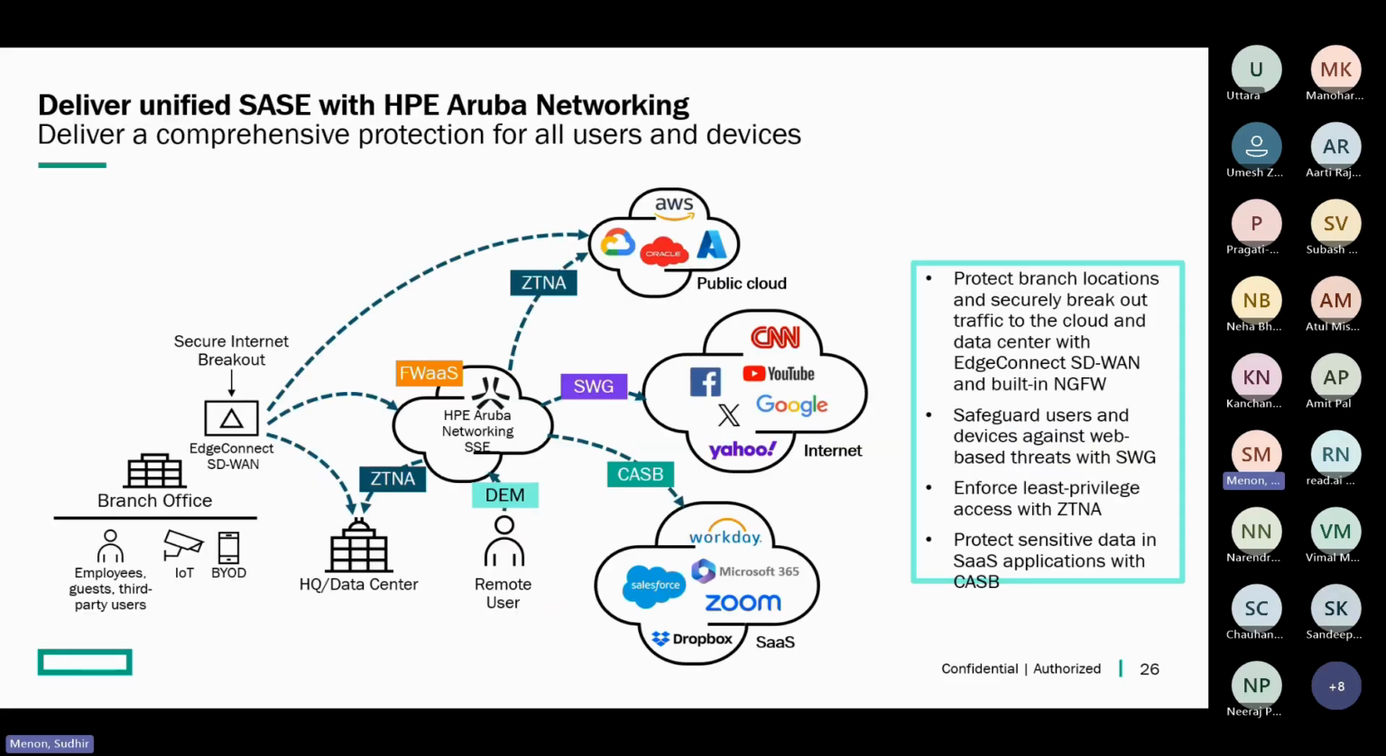So overall, from an architecture perspective, what we call the unified SASE, with EdgeConnect SD-WAN being the smart gateway, as I mentioned in the beginning, along with integration with an SSE, the Aruba Networking SSE, is what we call the unified SASE platform. There is another concept to protect your existing investments, which is the integrated SASE approach.